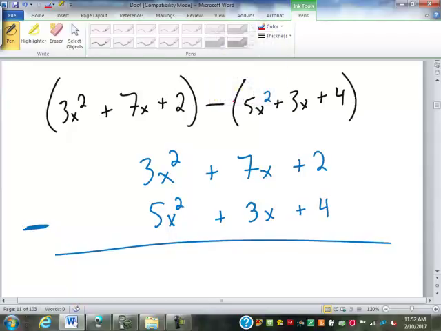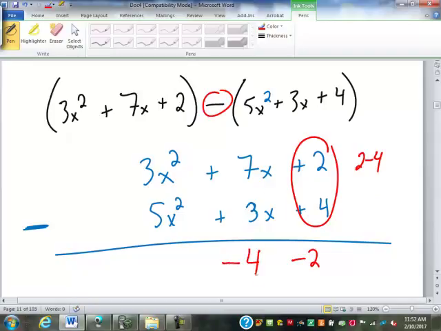Now, most of you are probably taught just to distribute the negative, they call it. So change the sign of every number in the second one and then drop the parentheses and combine like terms. But what's really happening is what we're doing right here. What is 2 minus 4? Negative 2, good. 7x minus 3x. Negative 4x, good. And 3x squared minus 5x squared? Negative 2x squared.